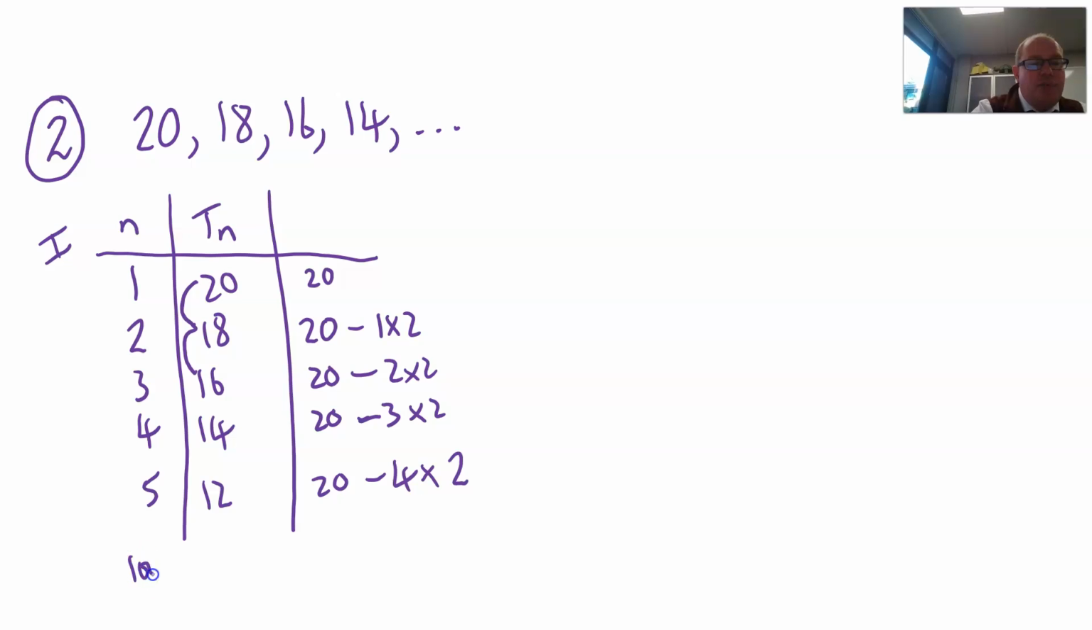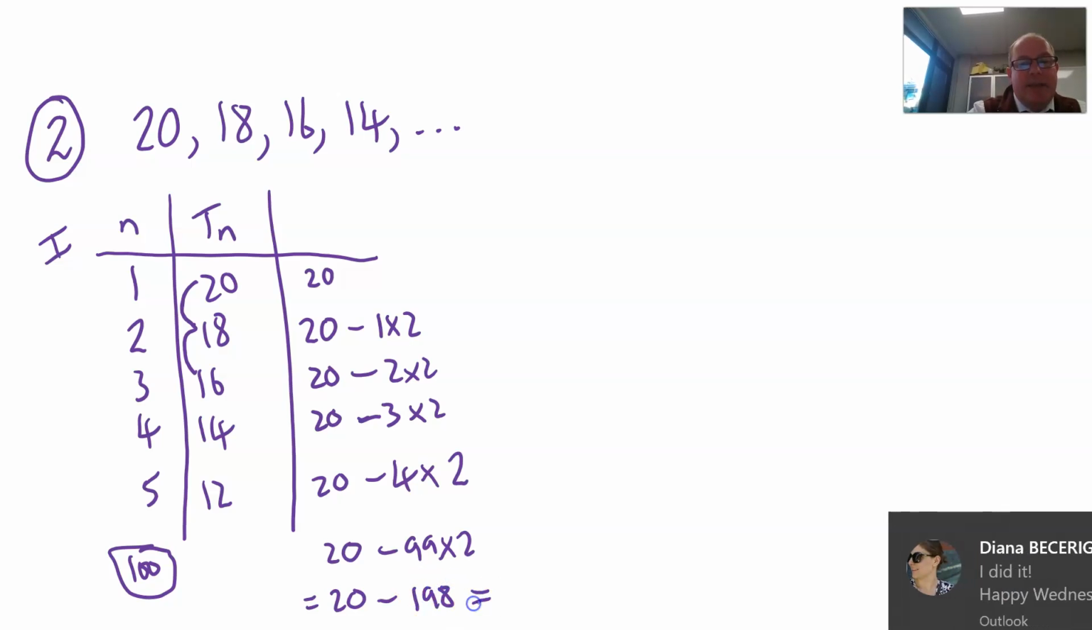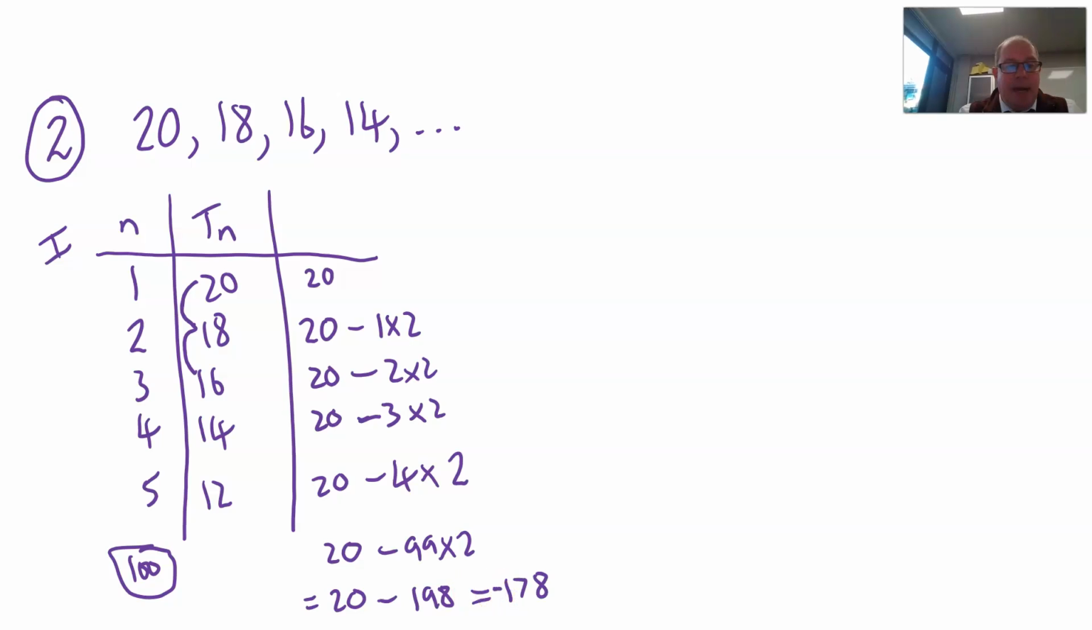So the 100th term would be similarly starting with 20, and as before, it's 99 lots of 2, 1 less. And we can work that out because, oh, I wrote a 200. I don't know what I'm doing. It's early in the morning here. Apologies. Many apologies. So 20 minus 99 times 2 is minus 198, so I get minus 178. So that's method 1.